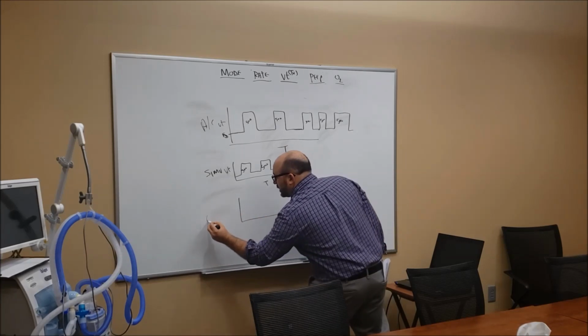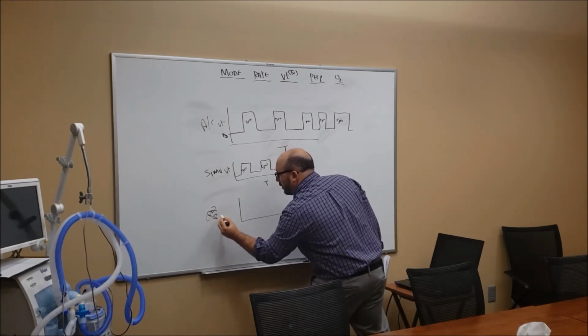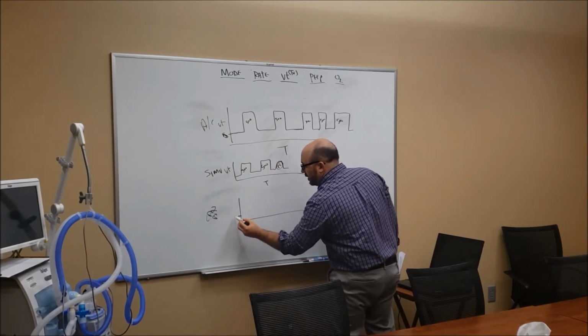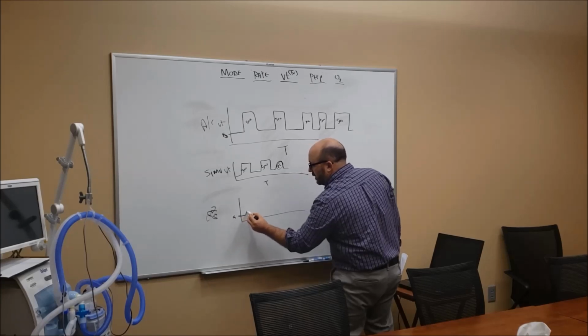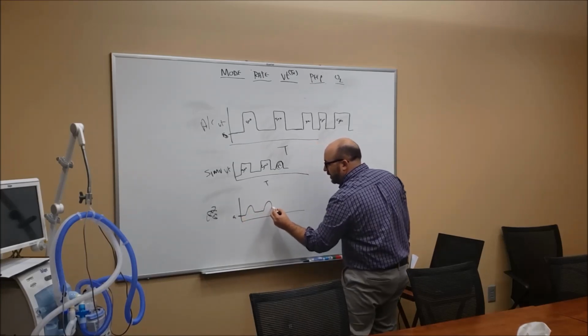The last one is the CPAP and pressure support. So what they're going to have in this case, you're going to have your 5 and it's just going to look like this. When they take a breath, these humps are going to look like this.